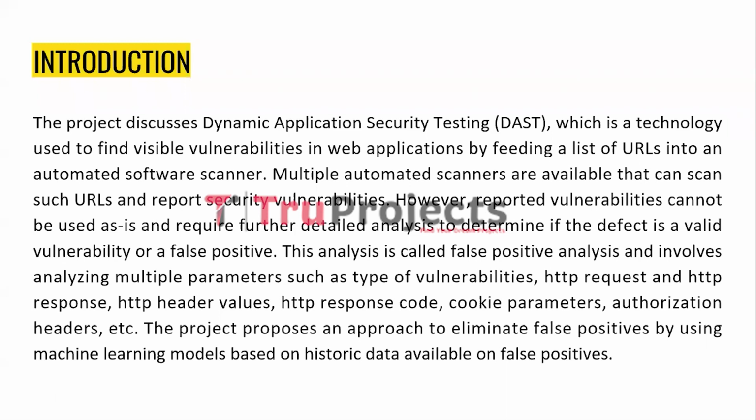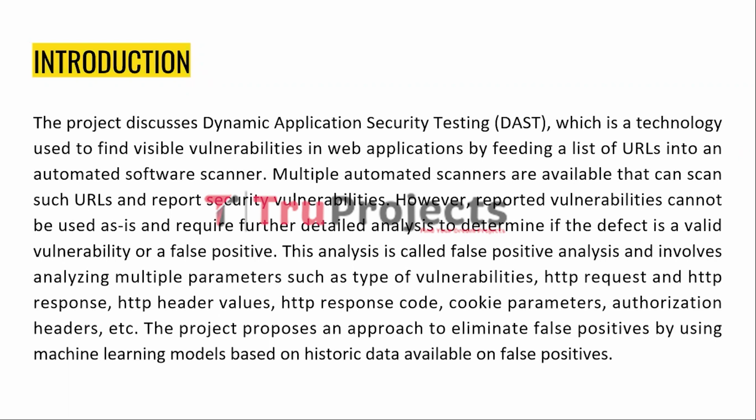The project focuses on dynamic application security testing, a technology employed to identify the visible vulnerabilities in web applications by utilizing automated software scanners. Various scanners can scan URLs and provide reports on the security vulnerabilities. However, these reported vulnerabilities may contain false positives requiring further analysis to determine their validity. The process of analyzing and eliminating the false positives is known as false positive analysis.